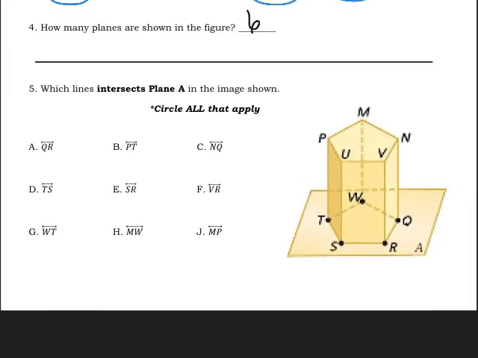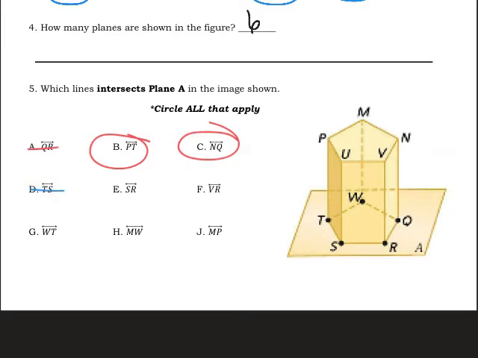You guys will see this picture, by the way. Which lines intersect plane A in the image shown? So what lines are actually going through the plane? Is Q to R going through the plane? Like the way my pencil stepped through it? This one's lying on it. Okay, so Q to R is not. How about P to T? Is P to T going through my plane? Yes. All right, so we're going to go ahead and circle P to T. How about T to Q? Yes. How about T to S? No. All right, we'll cross that one out.